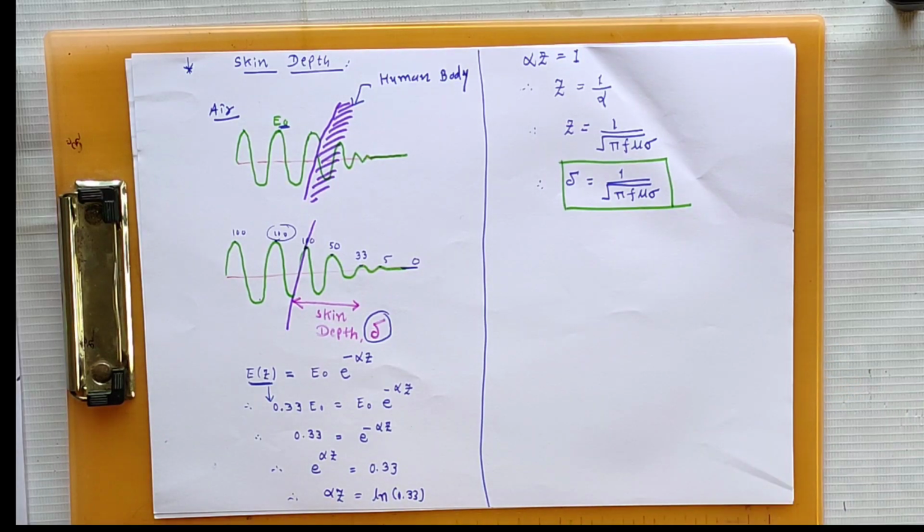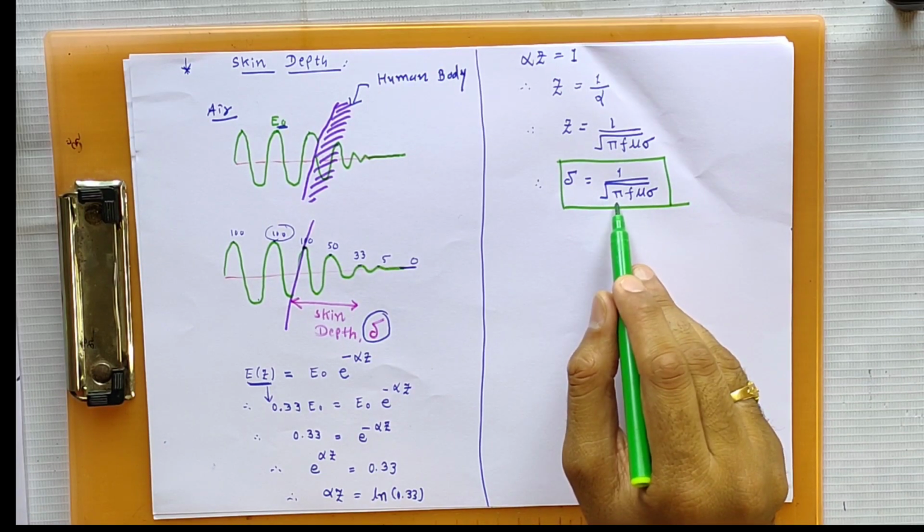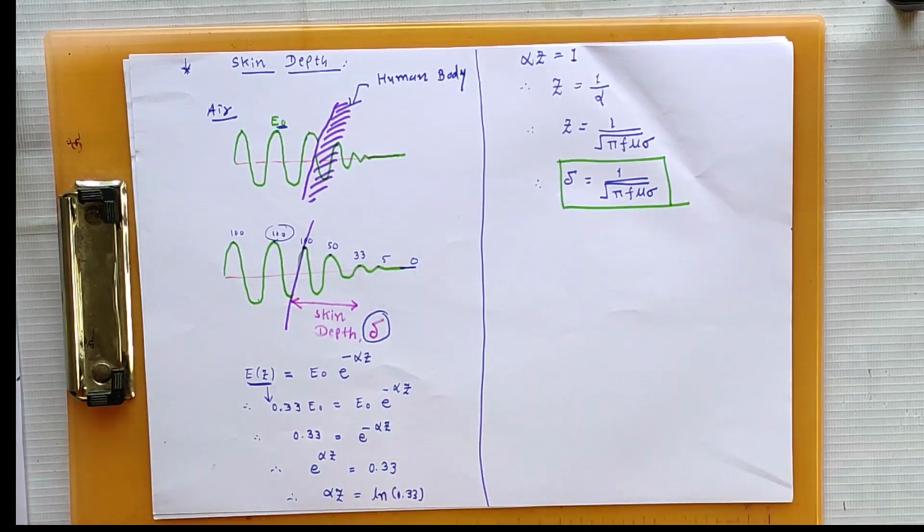Skin depth depends on which parameters? Does skin depth depend on pi? No, because pi is a constant. We know that pi is a constant, 3.14.